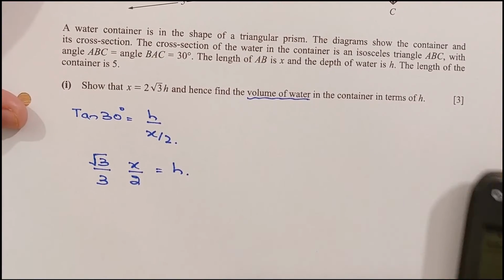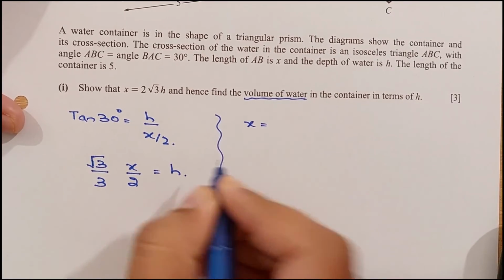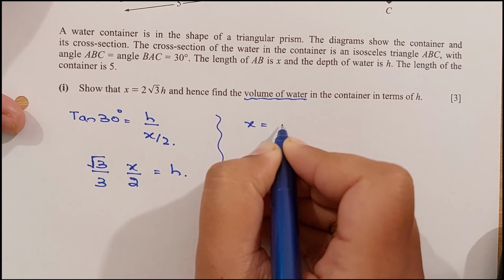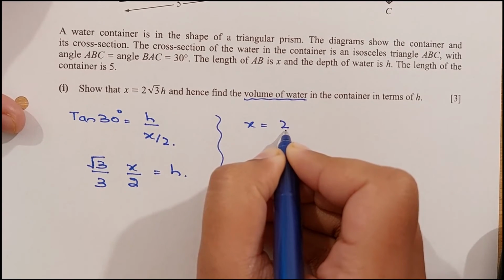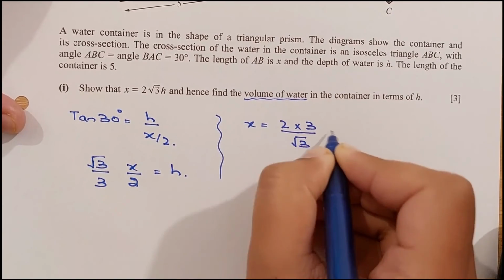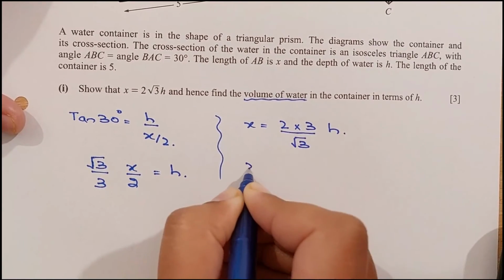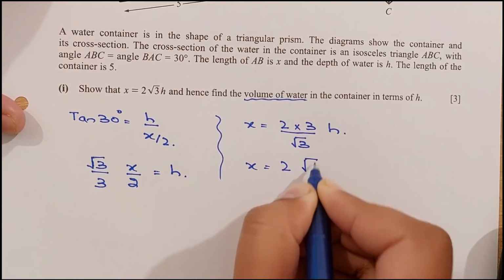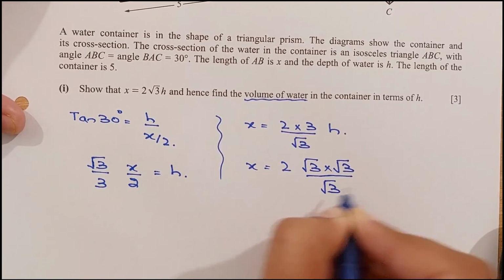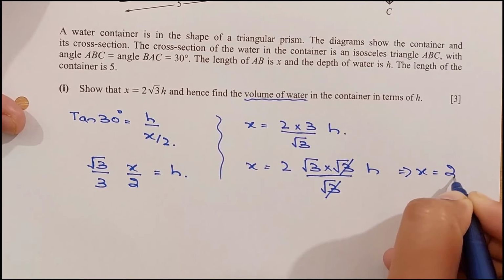And to solve for x, we have x equals 2 times 3 divided by square root of 3 and h. We can write 3 as square root of 3 times square root of 3, divided by square root of 3, and h. So we can cancel square root of 3, and x is equal to 2 square root of 3 h.